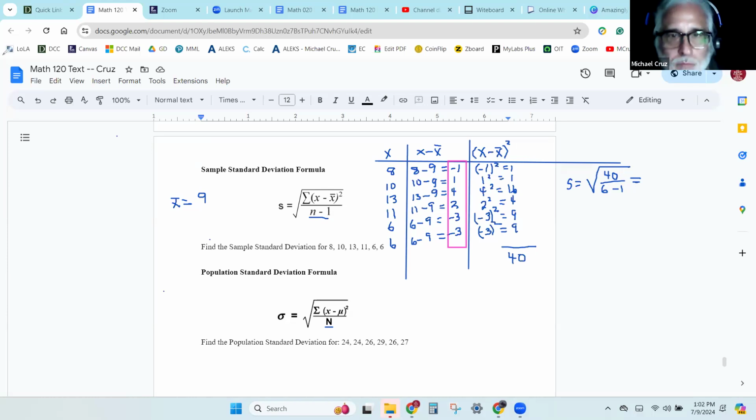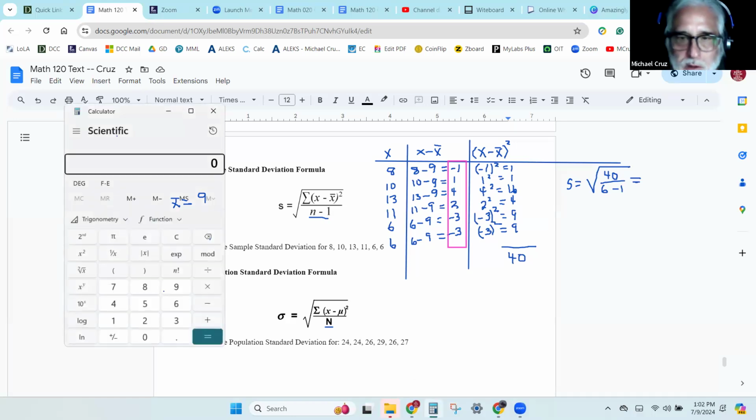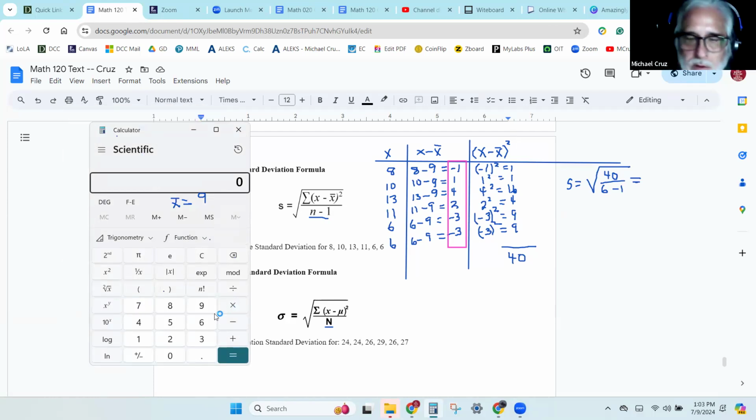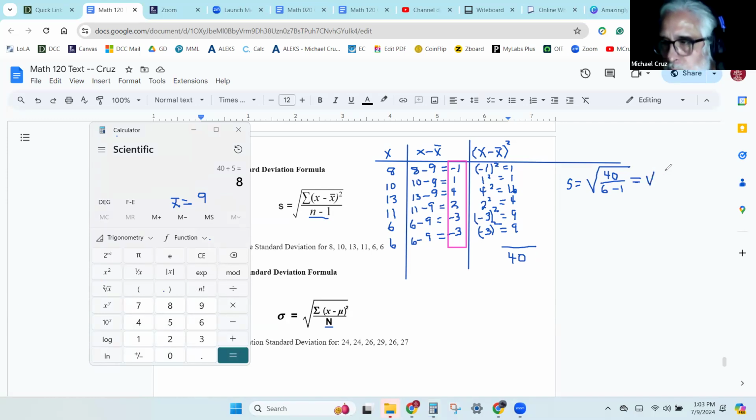All right. Yeah, this calculator has a square root key. So it's 40 divided by 5, since 6 minus 1 is 5, and it's 8. So the square root of 8. Then we're going to have to approximate it because square roots generally are like that. So 2.82, and we're going to go to two decimal places, so 2.83.